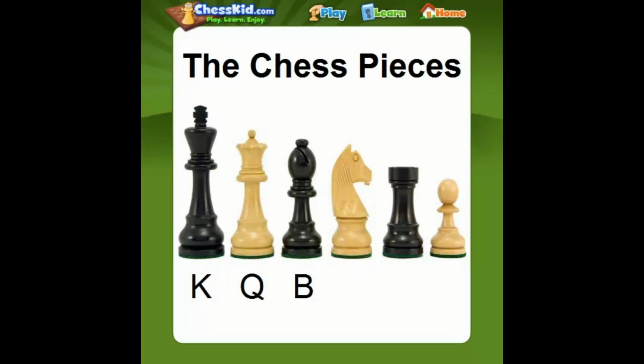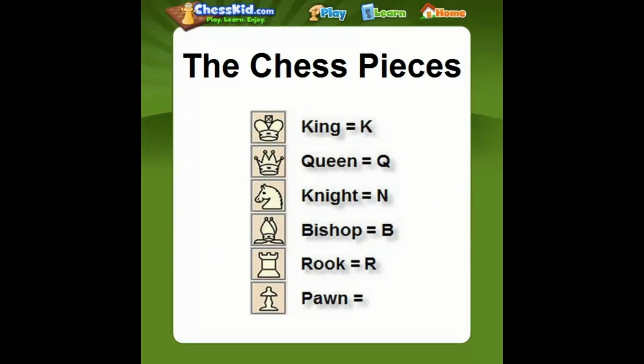And now the knight is a little bit tricky because the knight also technically starts with a K, right? K-N-I-G-H-T. So we use the letter N for knight so that it's not confused with the king. The rook is R. And the pawn is a little bit special. We actually don't use a P for pawn at all. So once again, king is K, queen is Q, knight is N, bishop is B, rook is R, and pawn is mysterious. I guess we'll find out soon.